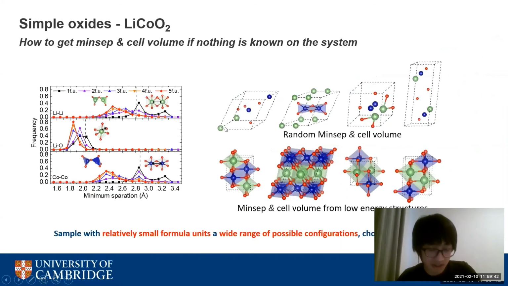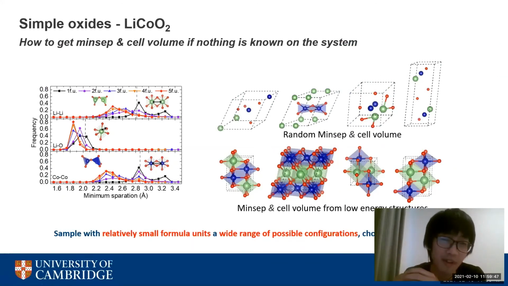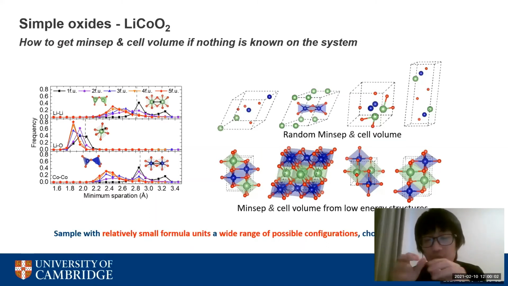I just mentioned that the minimal separation between atoms is a very critical parameter during our search. In our previous search, proper minimal separations were derived from the known structures. In reality, we probably don't know the minimal separation. So how could we do that? We can do that by doing an additional random structural search based on random minimal separations instead of a known one.